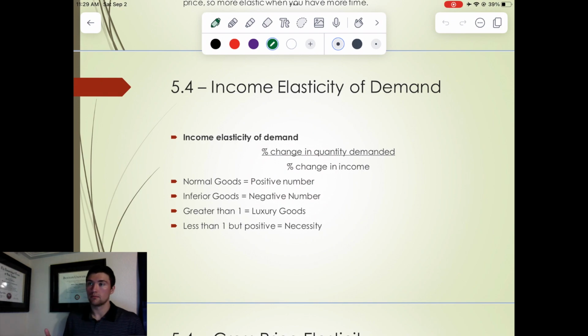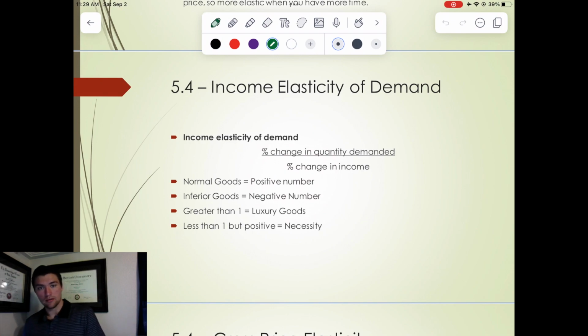So we talked before about how when you have more income, what do you normally do? Well, on normal goods, you would buy more. And if you had more money, would you buy cheaper goods or inferior goods? No, right? So instead of buying like the store brand, you'd probably buy more name brand. That's an example of something that would be an inferior good where you buy less of it because you have more money.